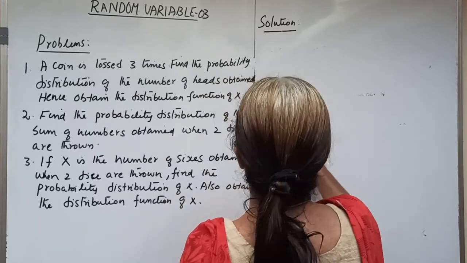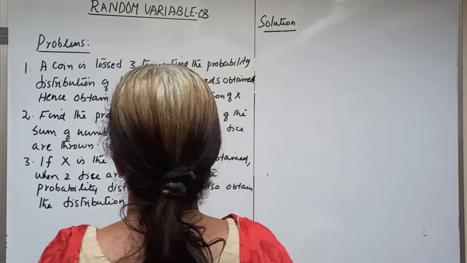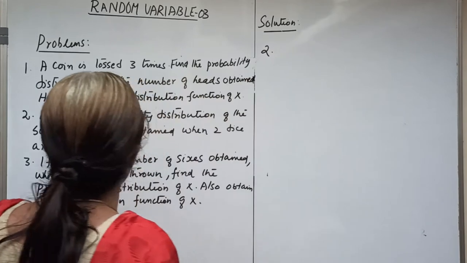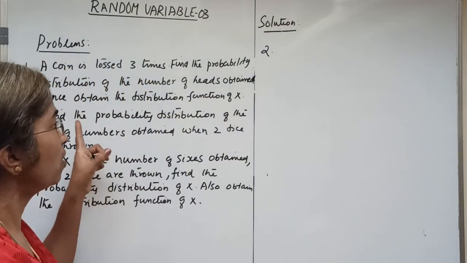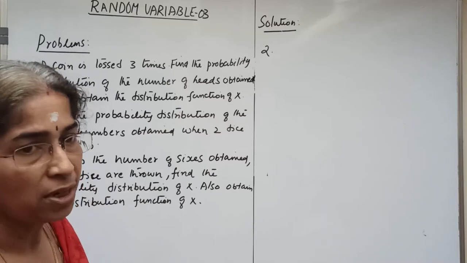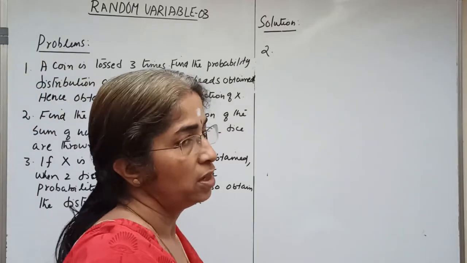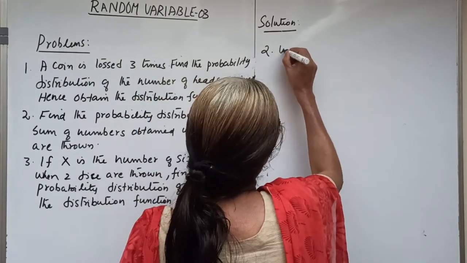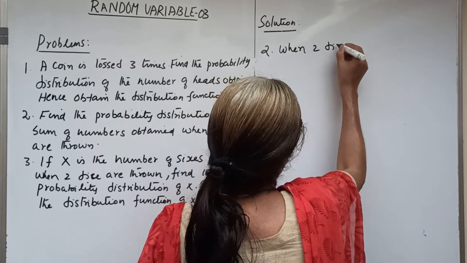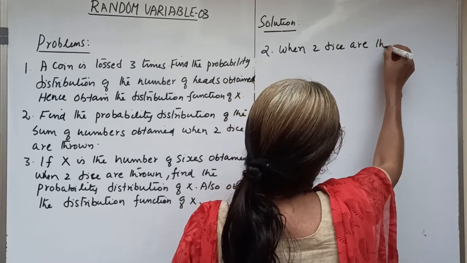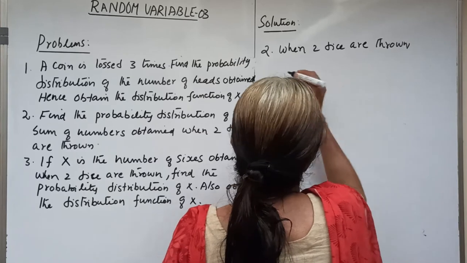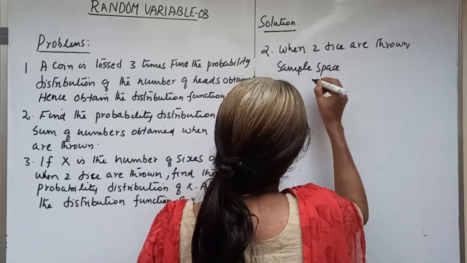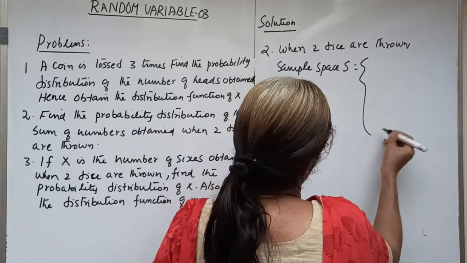We have to obtain the probability distribution of x, the sum of numbers obtained when two dice are thrown. When two dice are thrown, we can write the sample space. We write the sample space S equal to the set 1, 1 up to 6, 6.